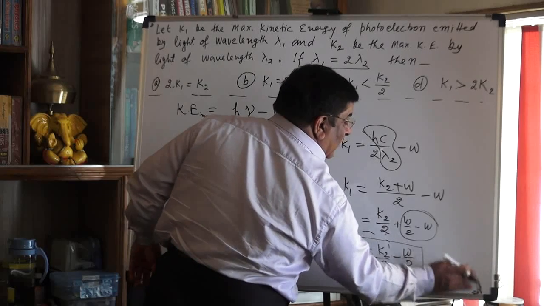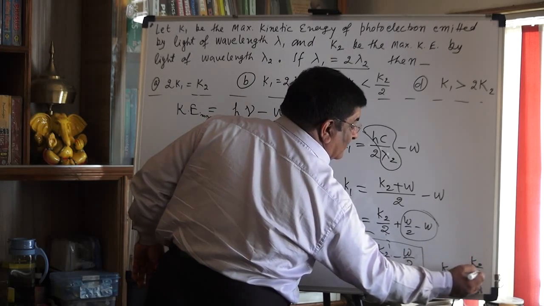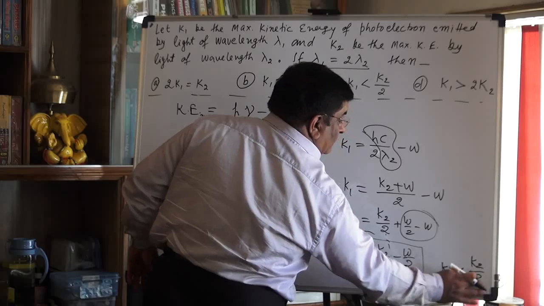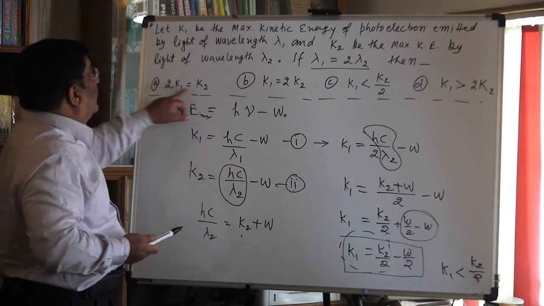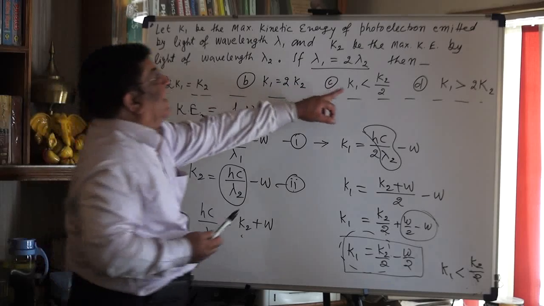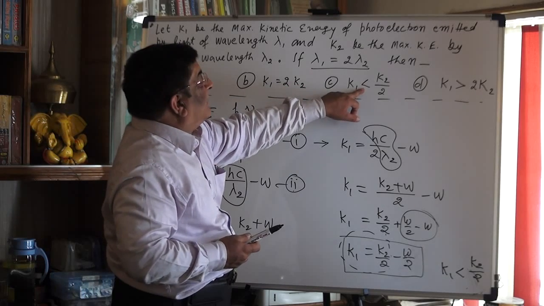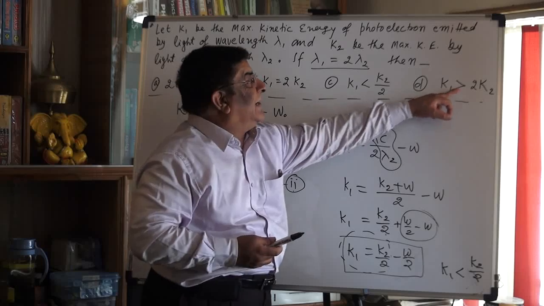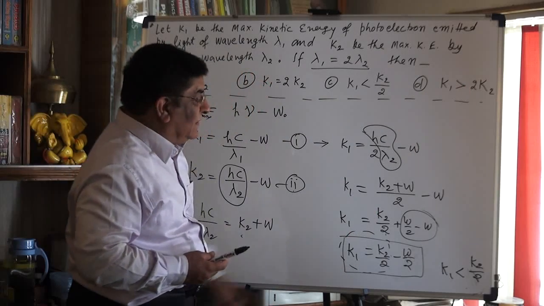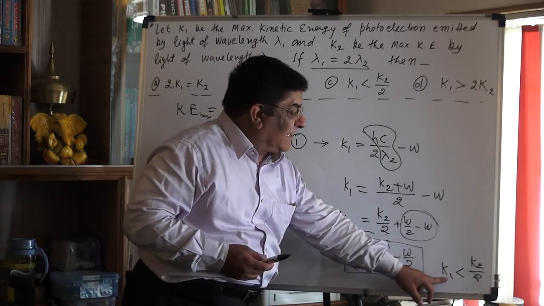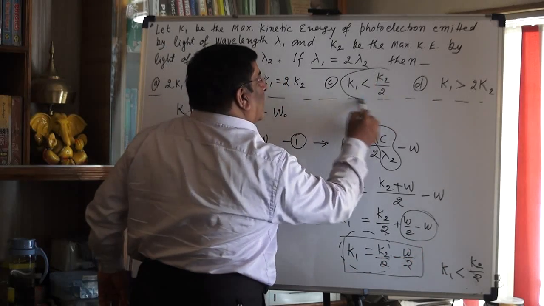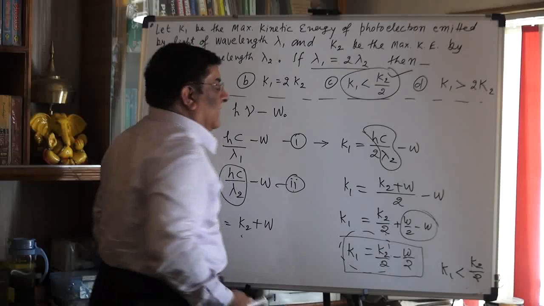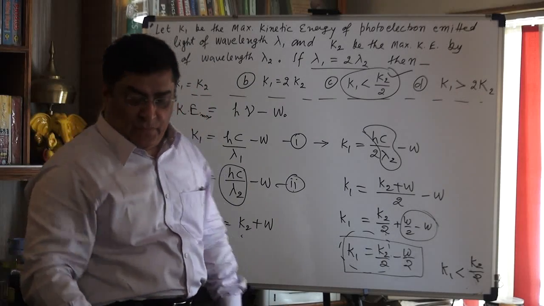Why do we want it? Because our options are given that way. Here are the options: K1 equals K2, and there are two inequalities, K1 is less than K2 upon 2 and K1 is more than 2K2. So what we have found here is K1 is less than K2 upon 2. This is the right option.